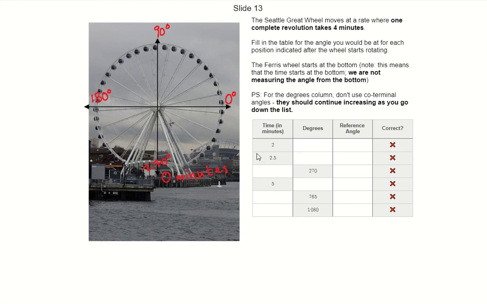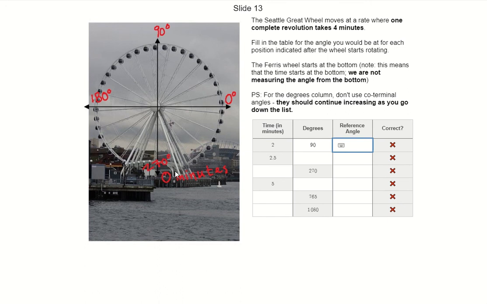So here's where we get on, right? We're down here at 0 minutes, and we want to know what angle we're at 2 minutes. So at 0 minutes, we're here. At 2 minutes, we're going to be halfway, right? If 4 minutes gets us all the way around, then 2 minutes is going to take us halfway. It's going to put us right at the top.